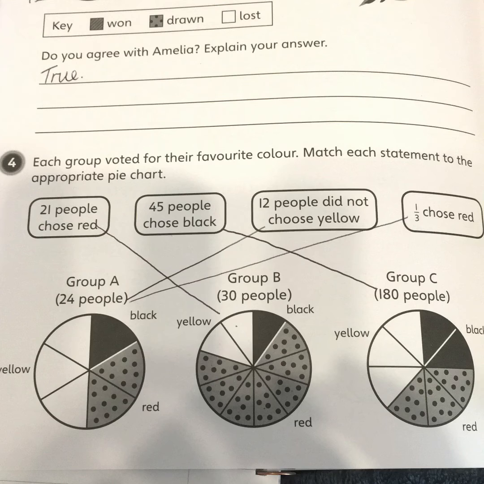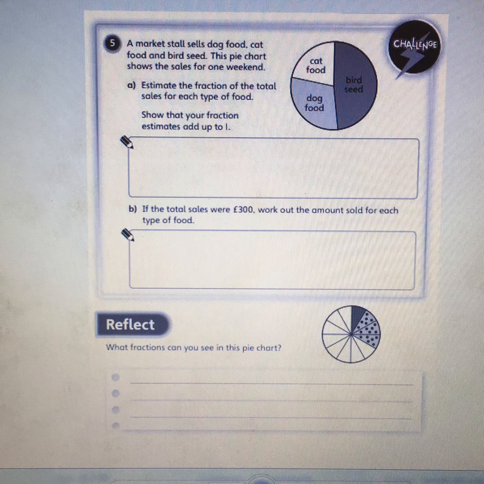Right, challenge time, if you would like to have a go at it. If not, don't worry, you've done enough for today. Well done. If you want to have a go, perfect. Right, pause the video and have a go.